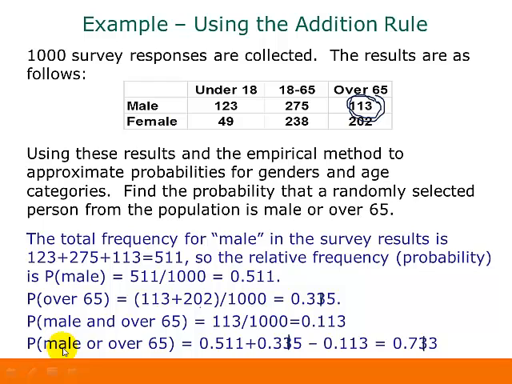So our probability of male or over 65 is the probabilities of the 2 events added together. And again, when we add these 2 together, we're actually counting the intersection twice, so we have to subtract it out once to account for that. So if we add the 0.511 plus the 0.335, and subtract out our intersection, or our "and," that's 0.113, we get 0.713.